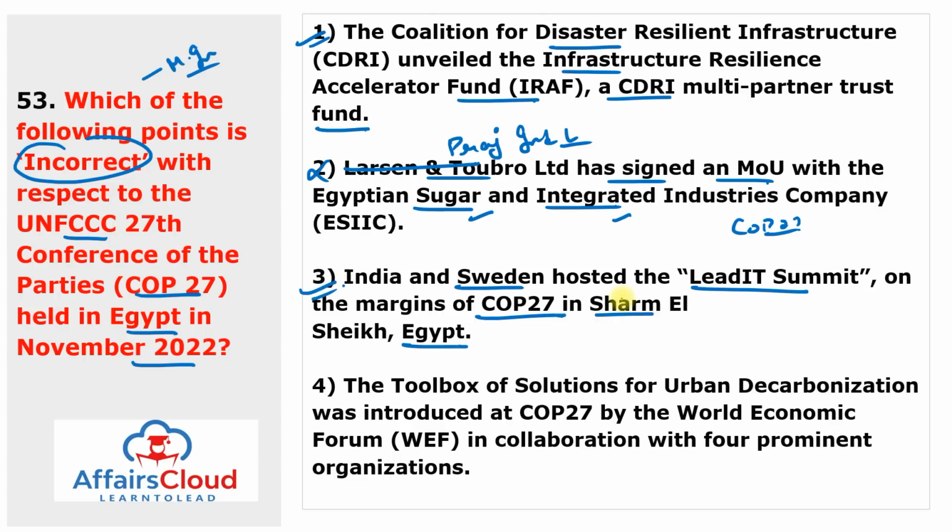This statement is true. Next is the toolbox of the solutions for urban decarbonization was introduced at COP27 by the World Economic Forum in collaboration with 4 prominent organizations. And India committed to create carbon sink of 2.5 to 3 billion tons of carbon dioxide equivalent by 2030.